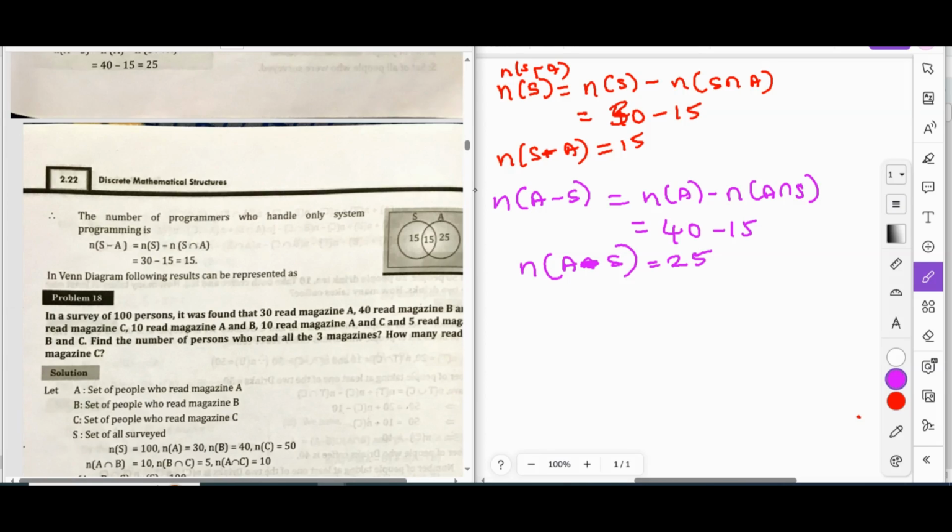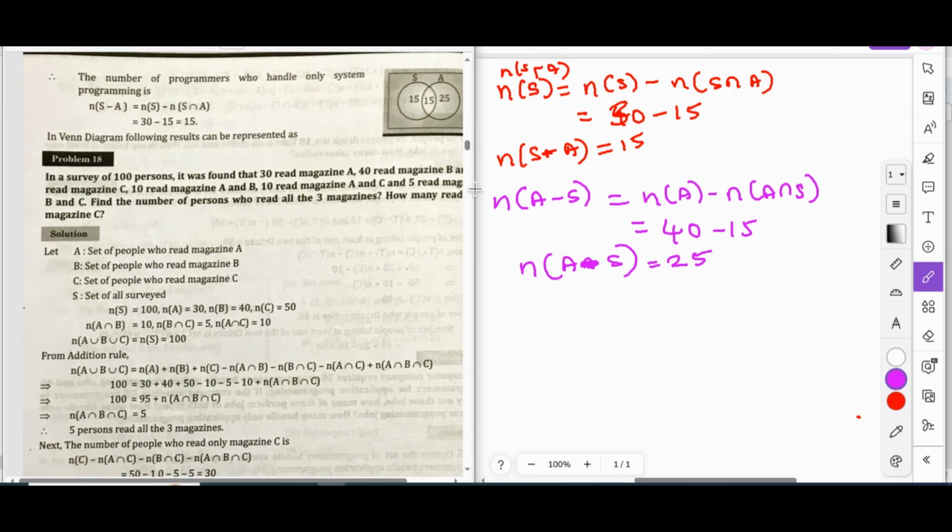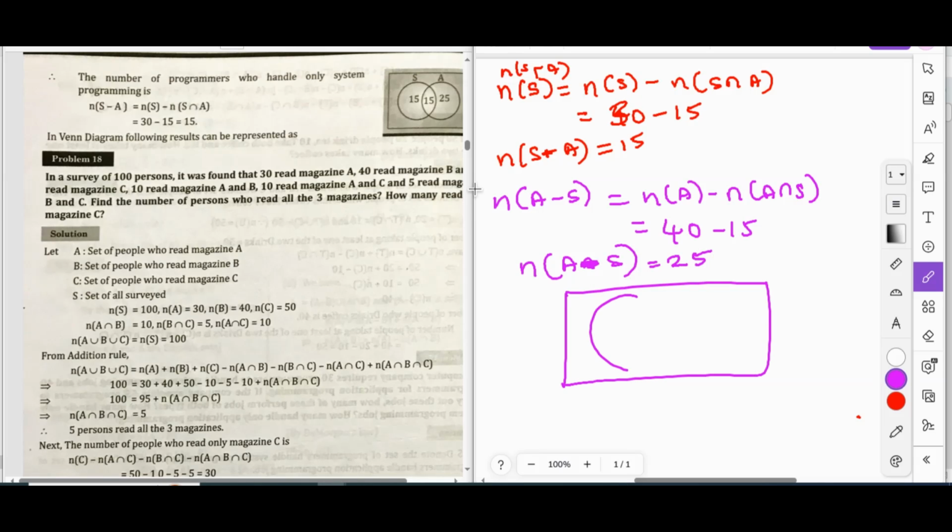Okay. So moving on with the next one. How do we draw this Venn diagram? So rectangular box, A and S. We have the total common as 15. So here this is S and this is A. S is how much? 15, and A is how much? 25. So when you add these, 30 plus 25, the total is 55. So we have a total of 55 people.